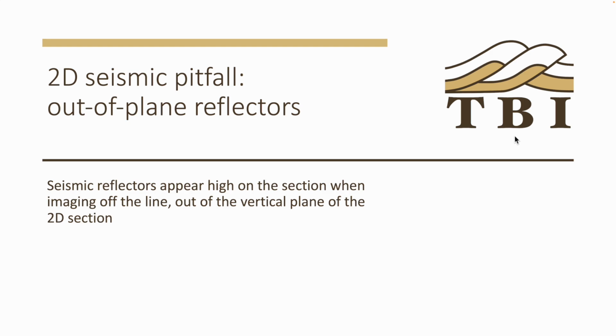Okay, I'm going to talk about the 2D seismic imaging pitfall, which is out-of-plane reflectors. Seismic reflectors appear high on the section when imaging off the line or out of the vertical plane of the 2D section.